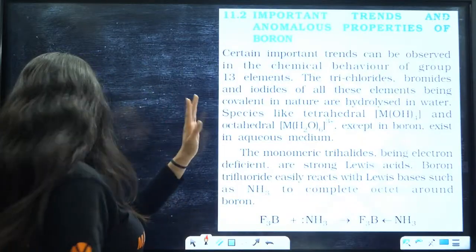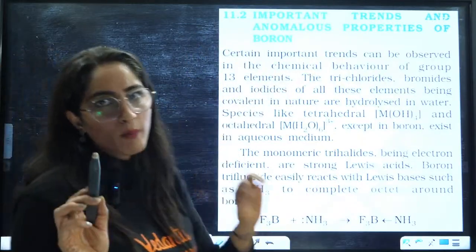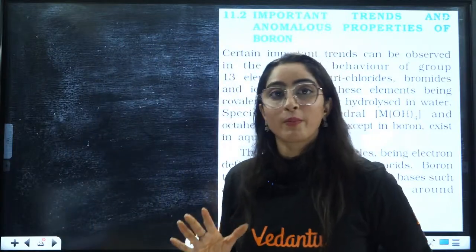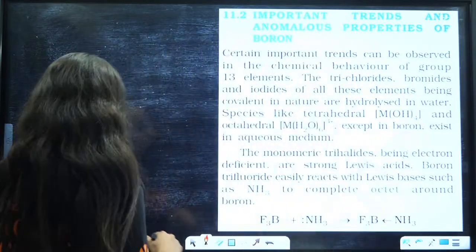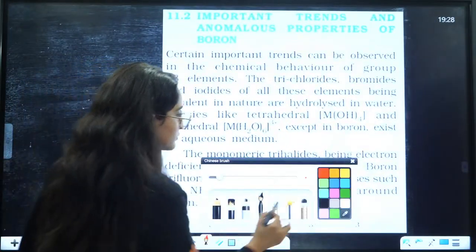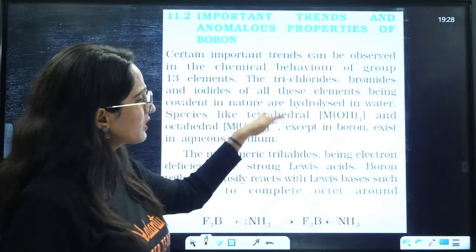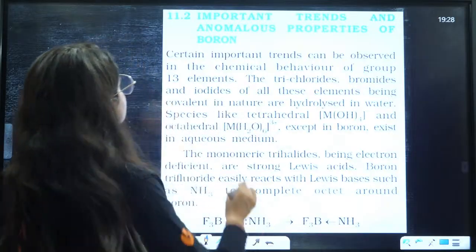Okay. Next is important trends of the anomalous properties. Now anomalous properties, right? Anomalous properties of boron, very important. Let us see the anomalous properties of boron here. From here the questions can be asked, right? Most of the things we have studied before only, right?